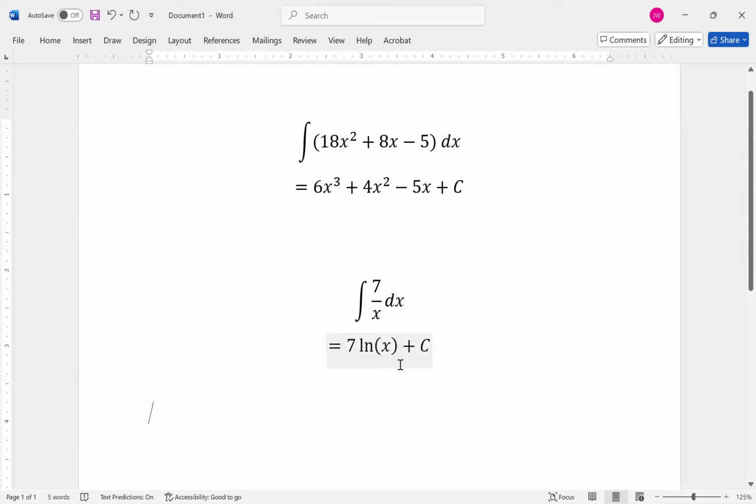But there you go, 7 times natural log of x plus c. Notice that I wrote natural log of x, I wrote the x in parentheses rather than absolute value. On Moodle, when you write your answers, you can write that in parentheses, although technically we know we have to plug in positive things.